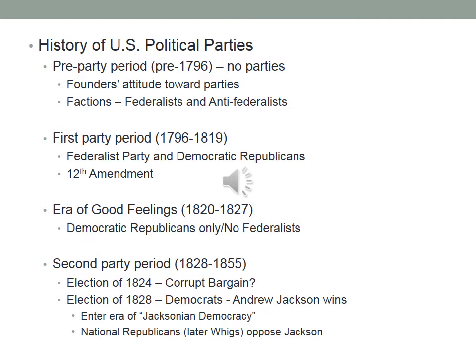Now let's do a quick history of U.S. political parties, kind of get a quick rundown of how they have evolved over time. First, we had the pre-party period, which was pre-1796, and there were no political parties. Therefore, by definition, pre-party period makes perfect sense.